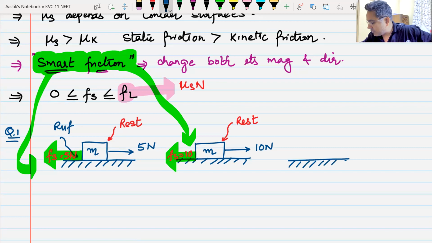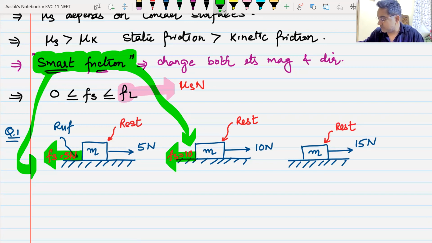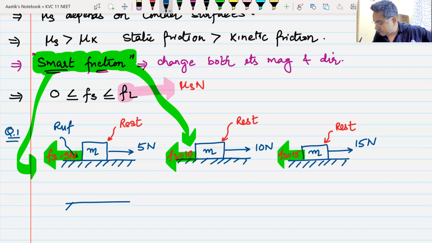I increase the force to 15 newtons. The body still remains at rest. What is the magnitude and the direction of static friction? Direction left. And the magnitude? 15. See? It is smart. It has changed its magnitude. I repeat the same experiment.